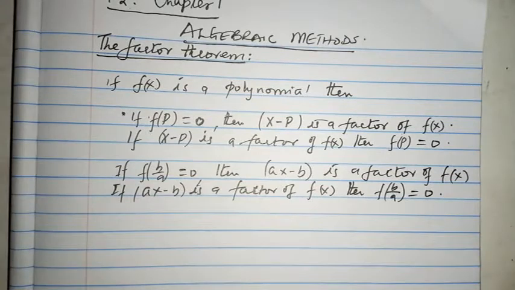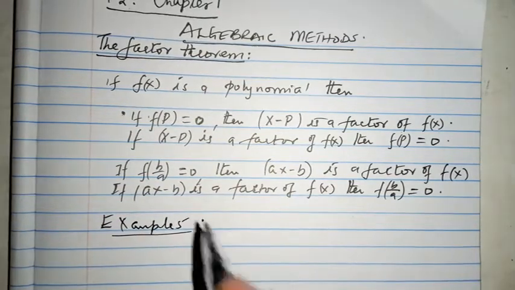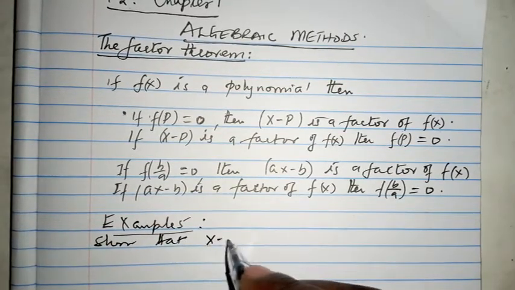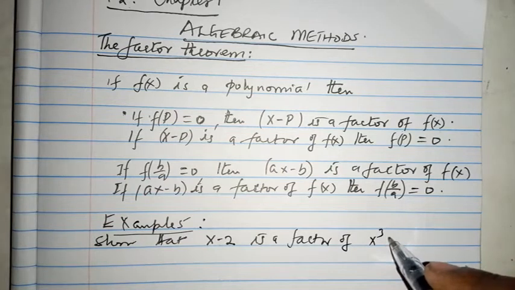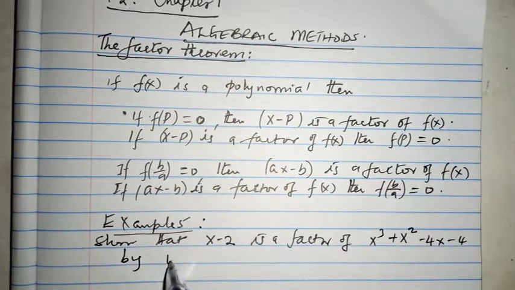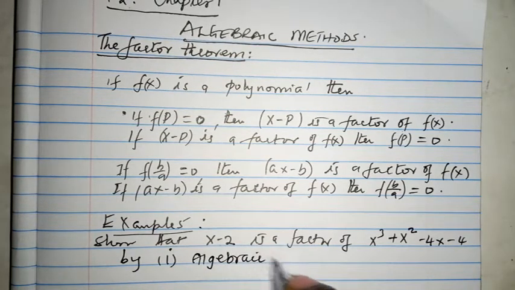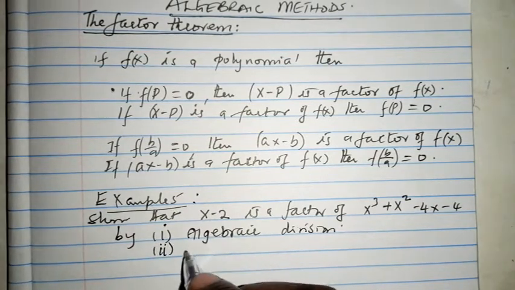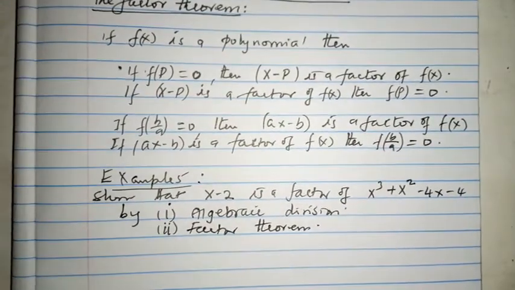In example 5, show that x minus 2 is a factor of x cubed plus x squared minus 4x minus 4, by 1, algebraic division, and 2, the factor theorem. Let's just start with algebraic division.